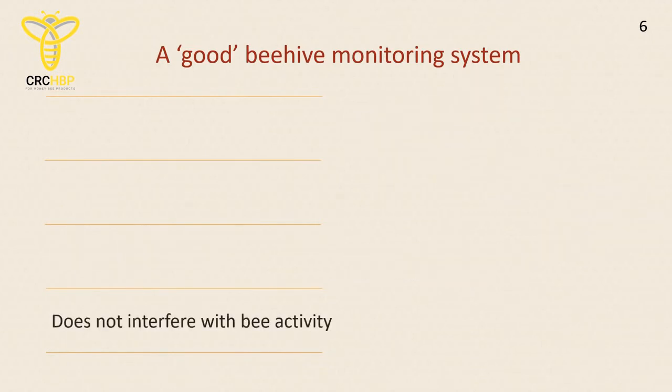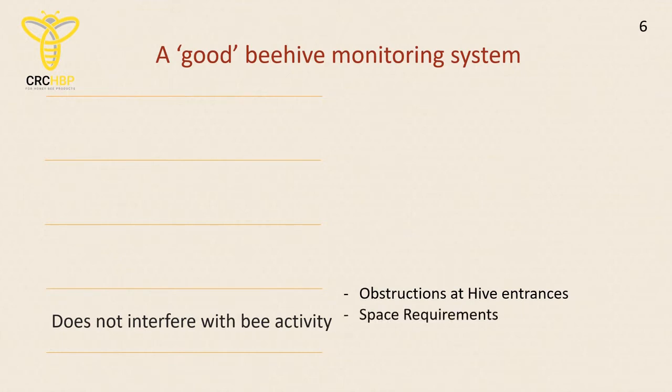A good beehive monitoring system also does not interfere with the bee activity. There are no obstructions at the hive entrances, and the bees are able to move in and out freely. It takes up very little space in the hive, especially in the brood area, and the heat, light, and radio frequency emissions from these systems are not harmful for the bees.